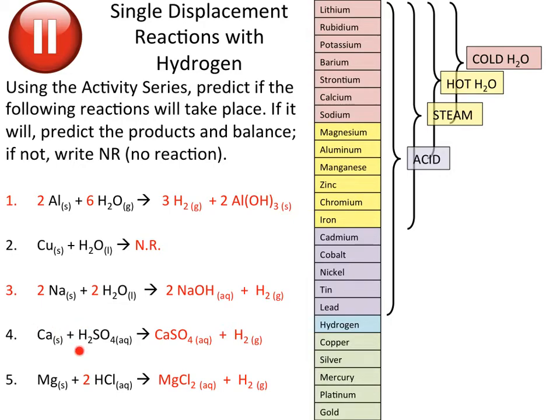That's just a single displacement reaction, displacing the hydrogen. And magnesium, was it able to displace the hydrogen from hydrogen chloride? Well, magnesium is right over here. Hydrogen is right over here. So yes, it will react to produce hydrogen gas and magnesium chloride.